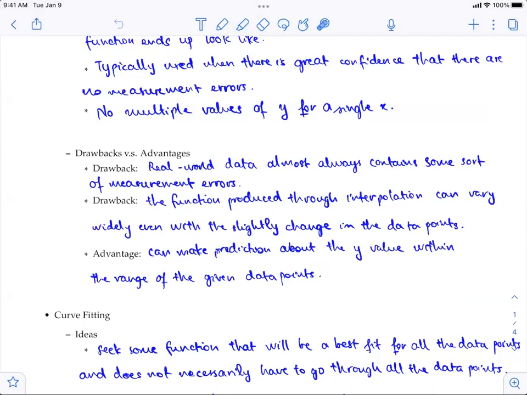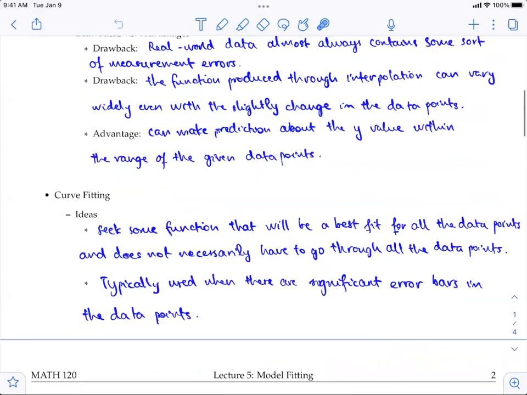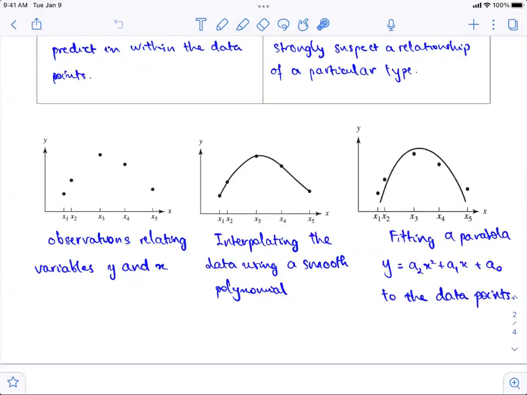The advantage of using interpolation is that it can make predictions about the y value within the range of the given data points. I mentioned earlier that using interpolation, the curve goes through the data points, and you can make predictions for the y value between x1 and x2, between x2 and x3, and so forth. And at the beginning, we also talked that we don't care about the end behavior, or what the behavior of the function ends up looking like.